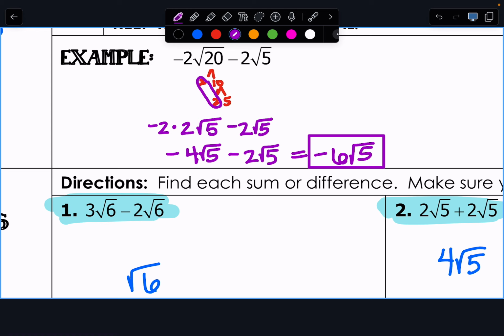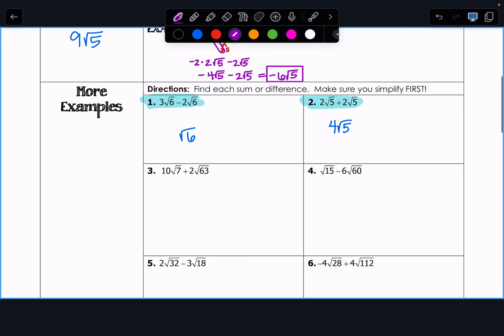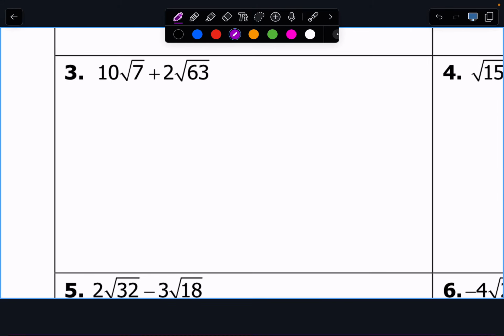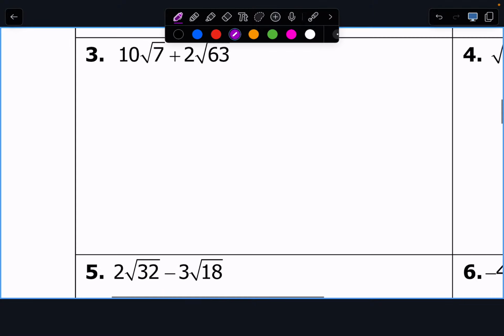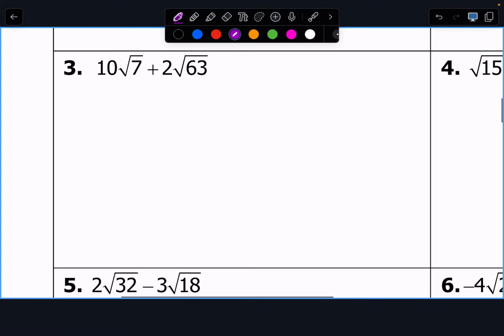If you're not sure if a radical is reduced or not, make a factor tree. If you don't have any pairs, we can't simplify it. Sometimes it's obvious, like square root of 7. 7's a prime number. We know that that's simplified. But there might be some other numbers that aren't prime that you're not so sure about. Just try. So in number 3, can we simplify 10 radical 7?